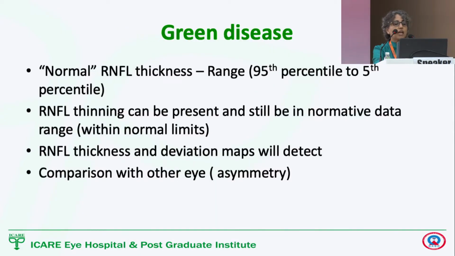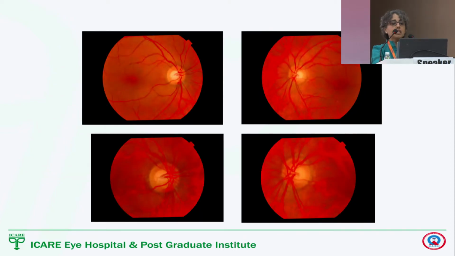Okay, this was just the highlight. So green disease, as I said, that normal RNFL thickness is basically a range of 95th percentile to the 5th percentile, and there can be RNFL thinning in some patients which might be present pathologically and still be a part of the normative data that I just showed you in the previous case's right eye. So it's important, but if you pay attention to the RNFL thickness and deviation maps, you will be able to pick up these early defects which will remain in the gray zone, will remain in the normative data range, but they are abnormal. And the comparison is extremely important.